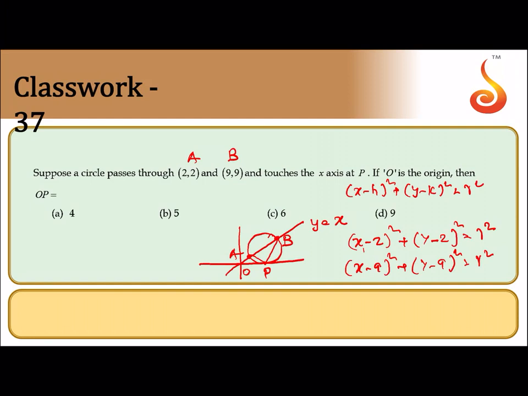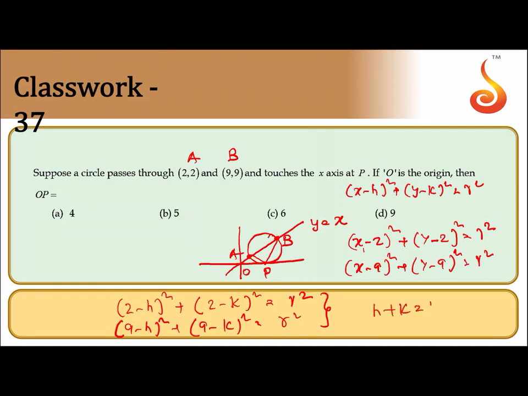So here actually x value is 2. Rather than writing this one, x value is 2, y value is 3, so you'll be a little confused. Rather than I write like this, this is 2 minus h whole square plus 2 minus k whole square is equal to r square. Similarly, I'll write this as 9 minus h whole square plus 9 minus k whole square is equal to r square. Subtract it. So we get h comma k. So we get in a form of h comma k. So we get h plus k is equal to 11.